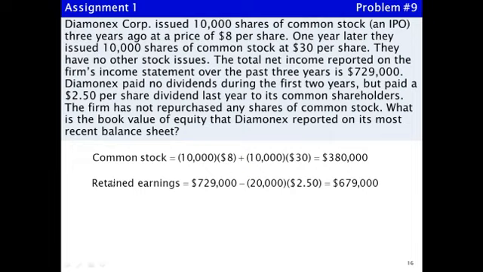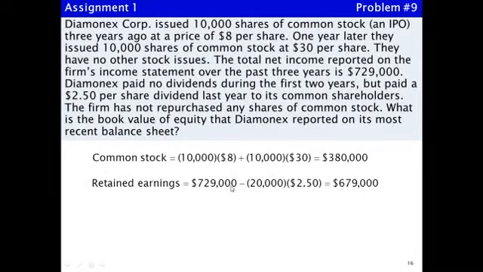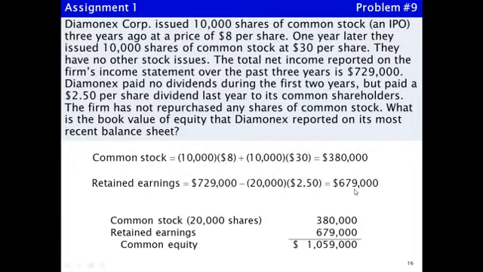The retained earnings is the sum of all the net income, which is $729,000 that was given, minus any dividends paid over the last 3 years. Now, this becomes easy because the first year they didn't pay any dividends. They only paid a dividend in the 3rd year, and by the 3rd year they had 20,000 shares. 10,000 3 years ago, 10,000 2 years ago. They paid a $2.50 dividend, so they paid a $50,000 dividend. Subtract that from $729,000 and retained earnings is $679,000.